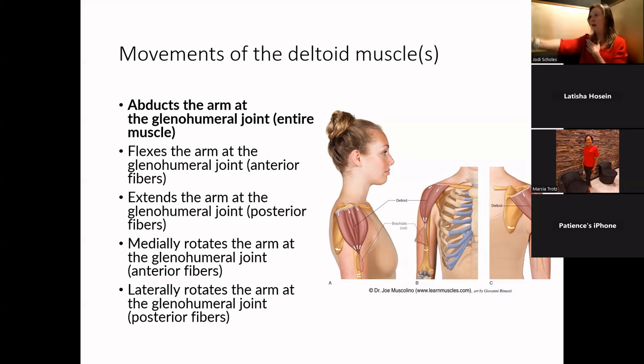Flexes the arm straight out in front of me. Posterior fibers extend the arm. Anterior fibers help to medially rotate. Now, if you've got questions about medial and lateral rotation of the humerus, let's dig down on that a little bit more, okay? Because it is a subtle movement.